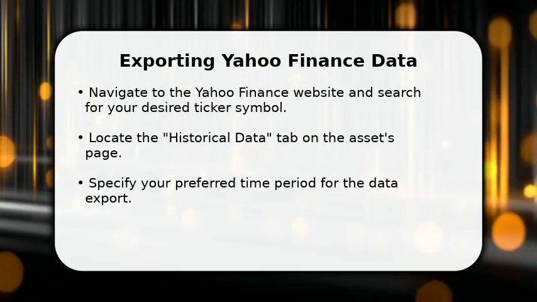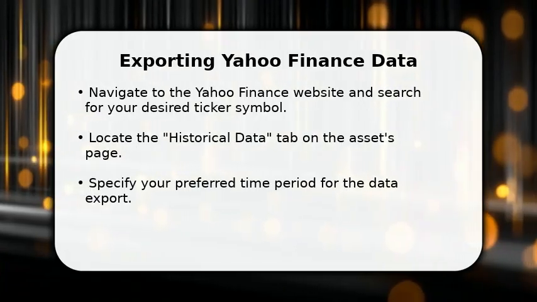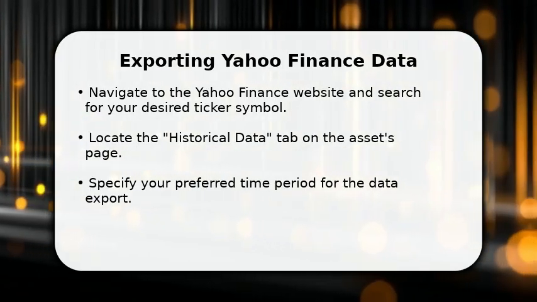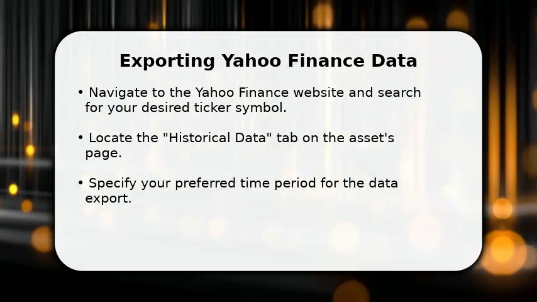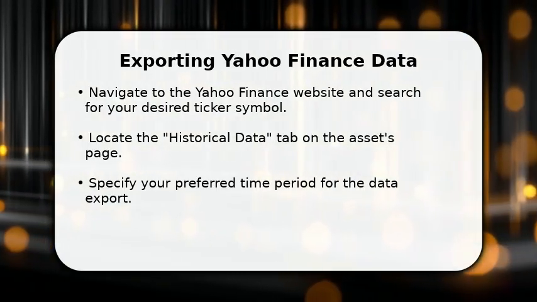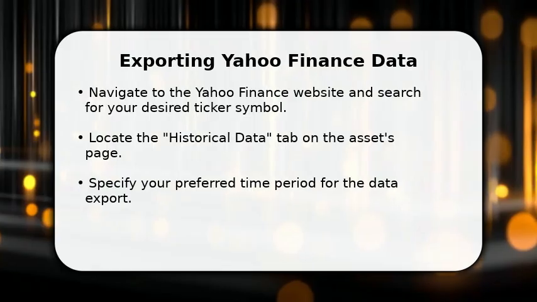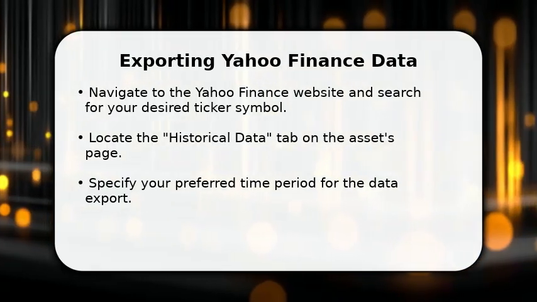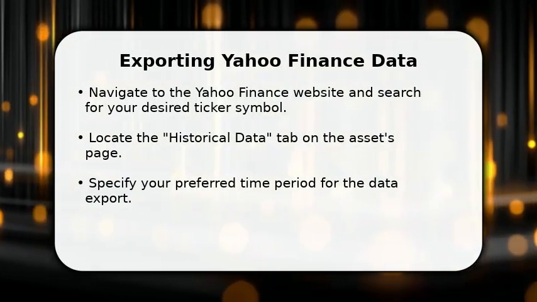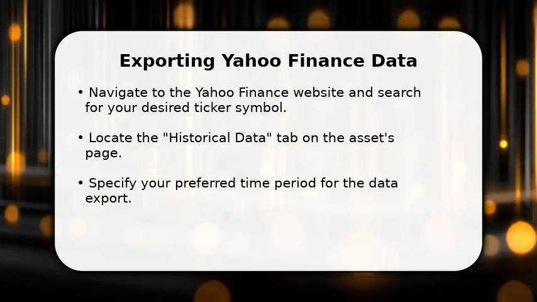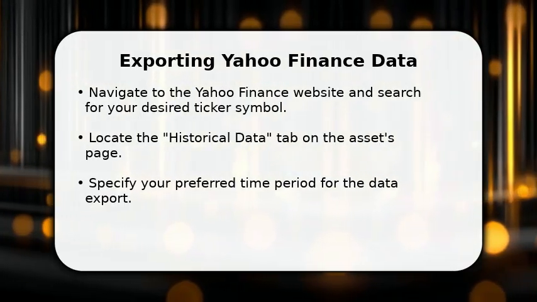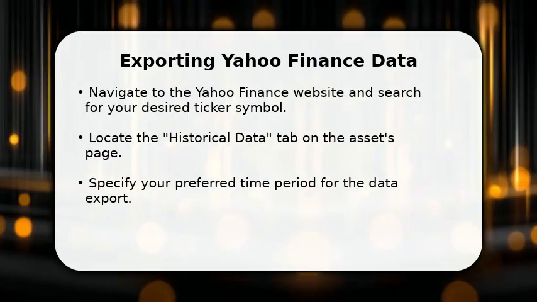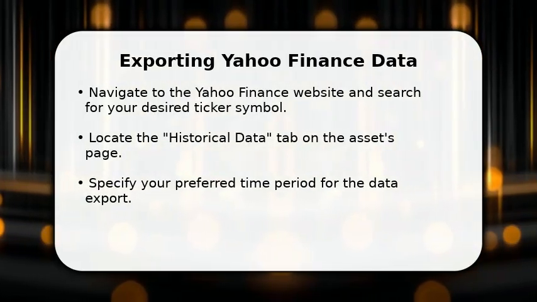In this video, I will explain how to export historical data from Yahoo Finance. First, open your web browser and go to the Yahoo Finance website. Then, use the search bar to find the specific stock or asset you are interested in. Once on the Assets page, click on the Historical Data tab to begin the process of retrieving your desired information.